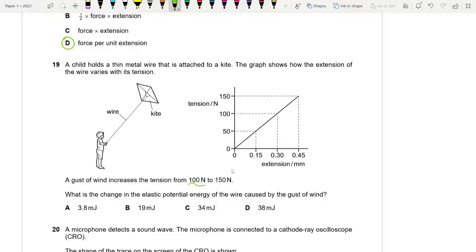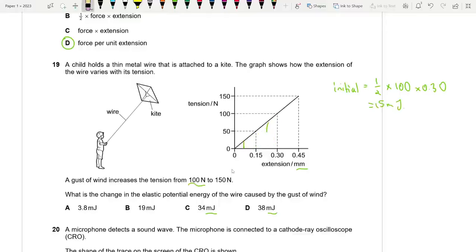So when it was 100, first, you need to check whether it's an Fx graph. It is always the area under the Fx graph. So initially when it was 100, what was the EPE? It was this triangle. So the initial one is half into 100. Since it's given in millijoules, I can just use the millimeter here. That's fine. Times 0.30. So how much is it? 100 times 0.3 times 0.5, which is 15 millijoules.